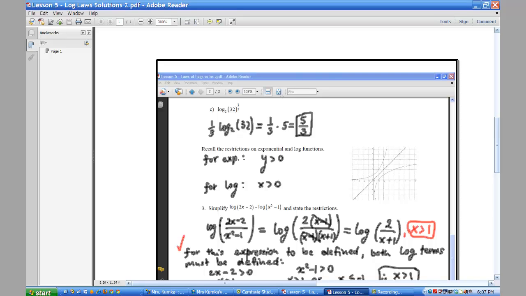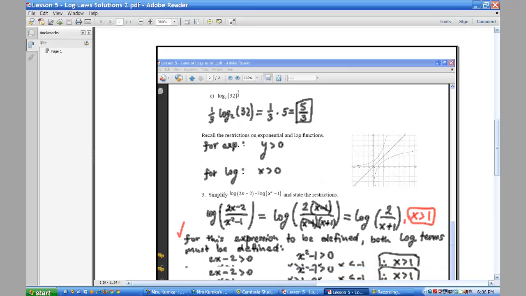If I want to use the power law again, and I have log base 2 of 32 to the power of 1/3, I'm just going to bring this 1/3 over to the front, find the log base 2 of 32, which is 5, because 2 to the power of 5 gives me 32, and multiply it by 1/3, and I'm going to get 5/3, and that's the answer.